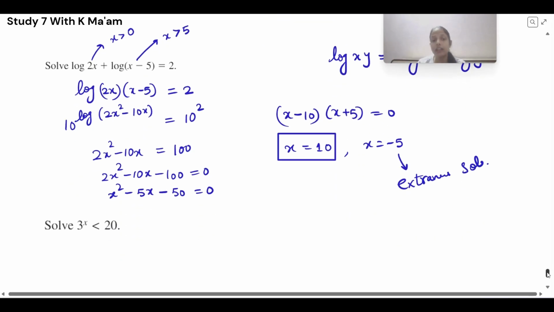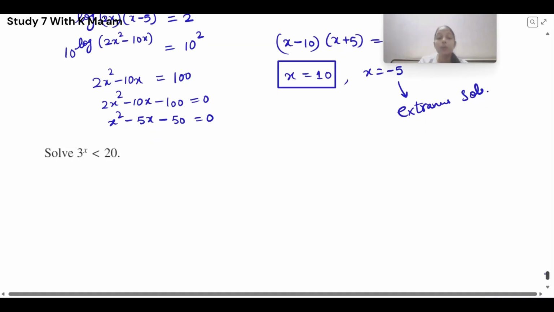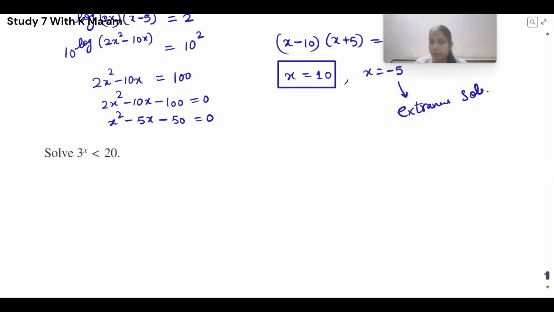Okay. Now, see next. 3 power x is less than 20. So now we have an inequality. In a question of inequality, if a power x is less than a power y and a is greater than 1, then x should be less than y. Make sure a is greater than 1, because if a is between 0 and 1, then the condition is different.